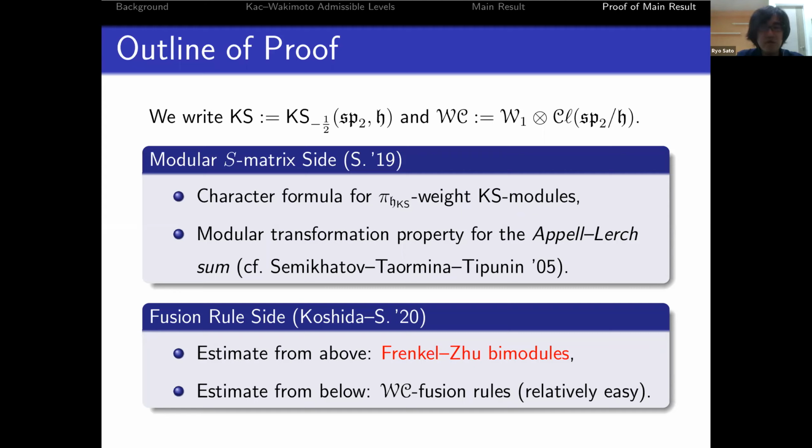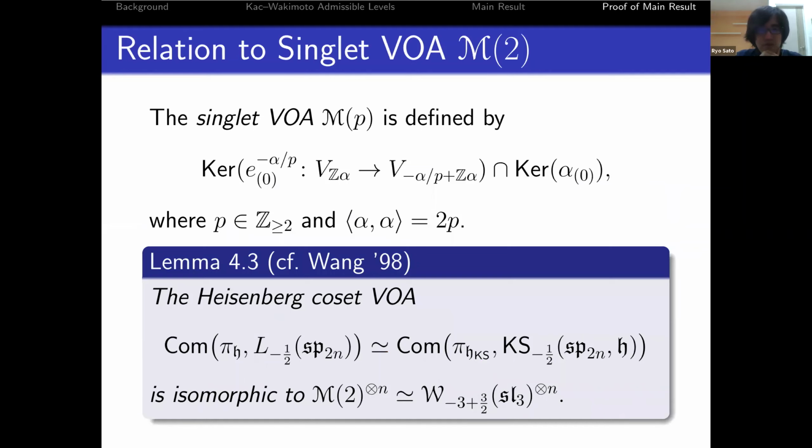Okay. So the problem is, if we would like to generalize this result to the higher rank cases, the most difficult part is the Frenkel-Zhu bimodule part, because in the higher rank case the computation of Frenkel-Zhu bimodules is very difficult. So we need another approach to this part. For this, we can use a certain relationship between the Kazama-Suzuki VOSA and the singlet VOA. The singlet VOA M(p) is defined by the joint kernel of these screening operators.